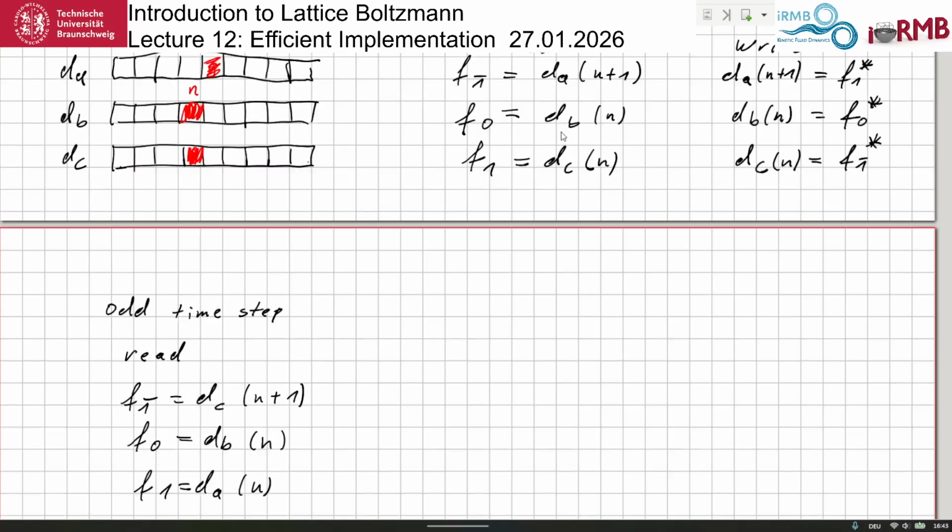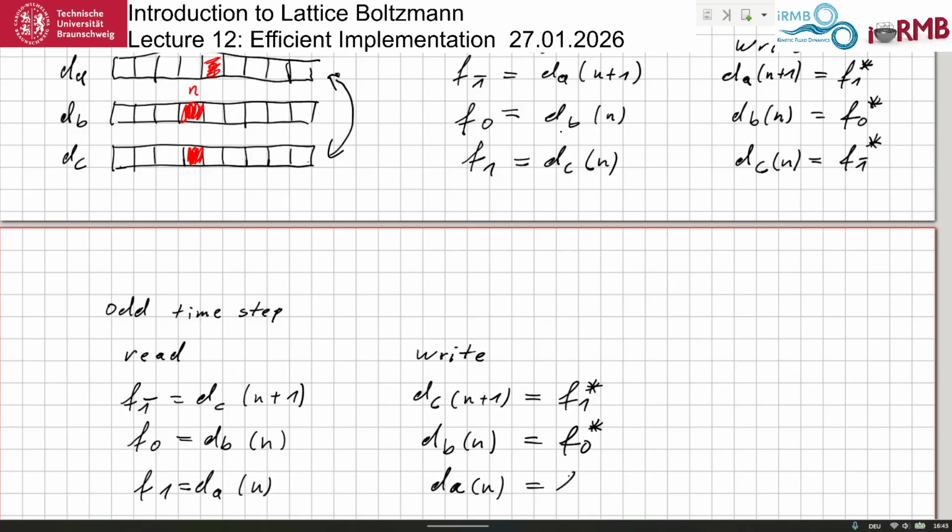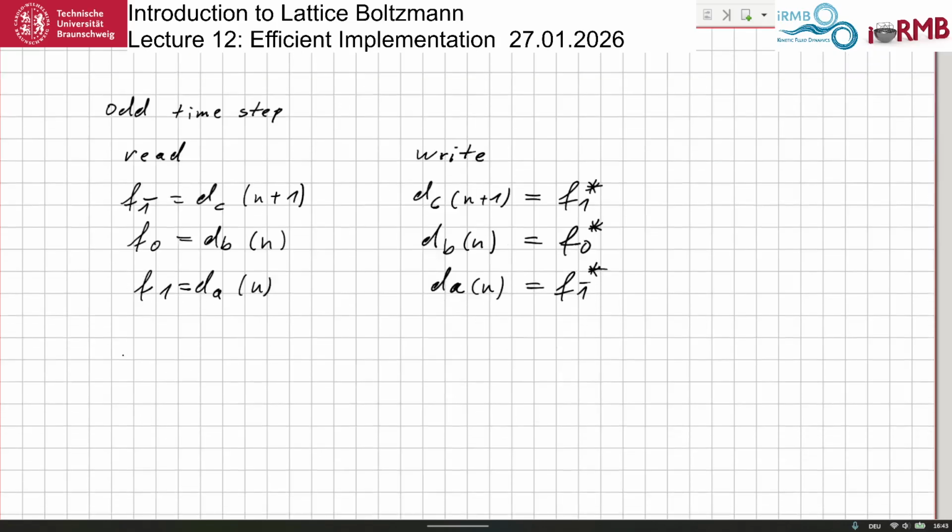So what we did is we reinterpret where we store our data. Yeah. So, and if we write this again, we put it in the previous state. So DC, n plus 1. Now comes f1. The bn is f0 and the an is f minus 1. So, and then we are back in the original state. Yeah. And by so doing, we have moved everything while we were reading everything only once and writing it only once. So this can be extended in 2 and 3 dimensions.